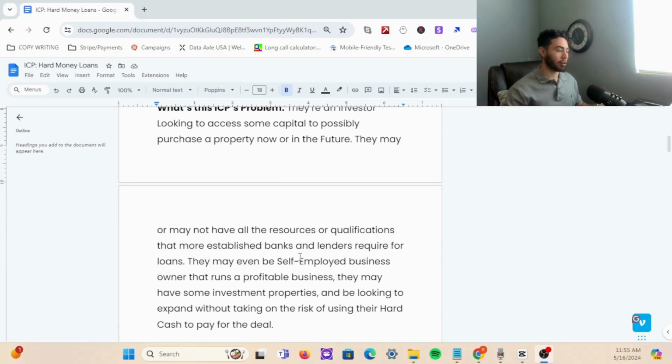Maybe they have capital. Maybe they don't. Maybe they have relationships with the bank. Maybe they don't. They're self-employed business owners. They probably run a profitable business and have investment properties. They are probably looking to expand their portfolio without risking their own capital. So these are individuals that typically can't get approved very easily for a traditional bank loan. That is the problem that we're solving for here.